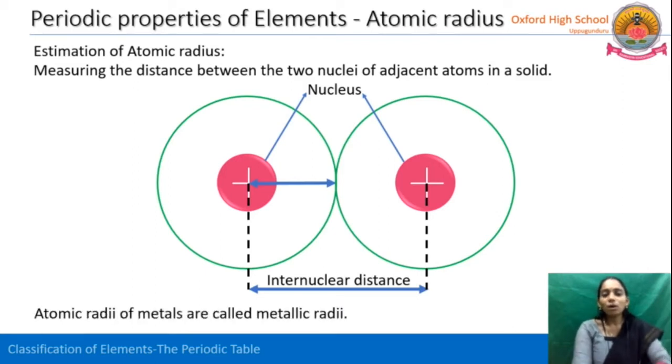We know that around 75 to 80% of our periodic table is filled with metals, right? So atomic radii of metals are also called metallic radii or metallic radius. It is possible for metals, because metals are solids. For these metals we can calculate the atomic radius by taking two adjacent atoms, calculating the internuclear distance, and taking half of the internuclear distance as the atomic radius of the single atom. This is the way to calculate.